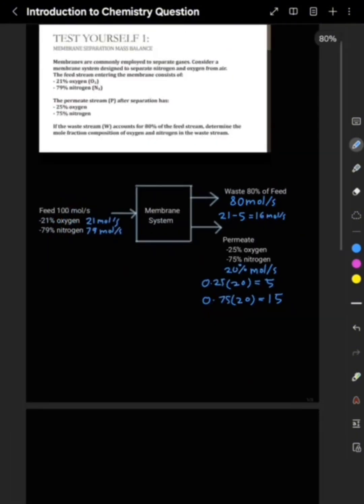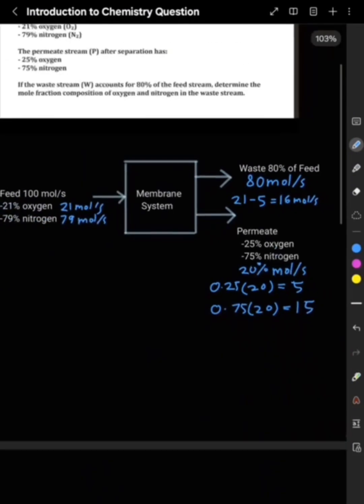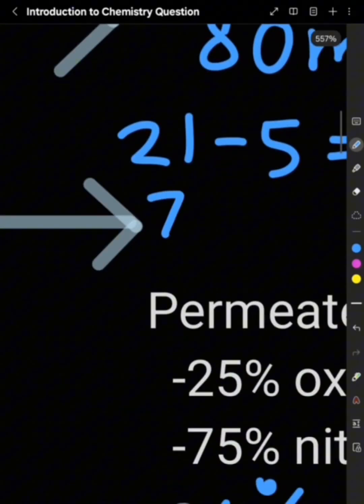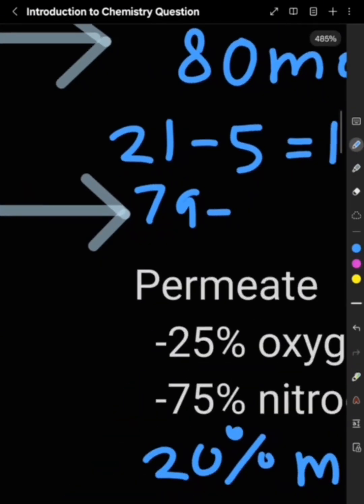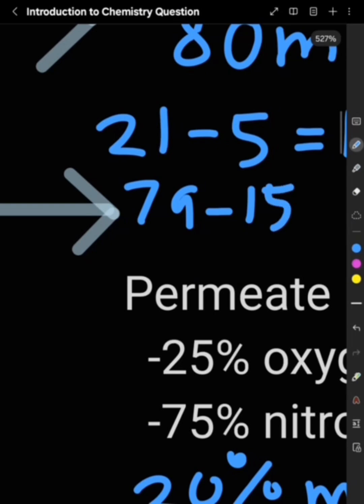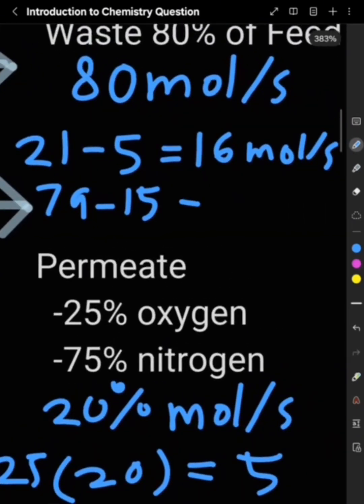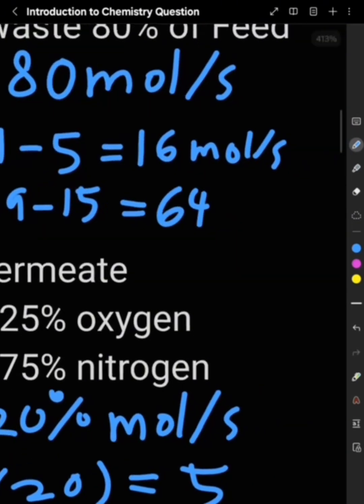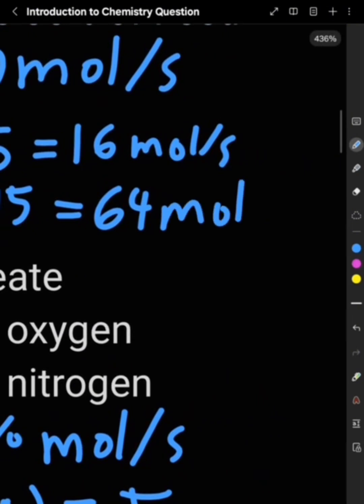So then for the nitrogen, 79 minus 15, we got 64 mole per second.